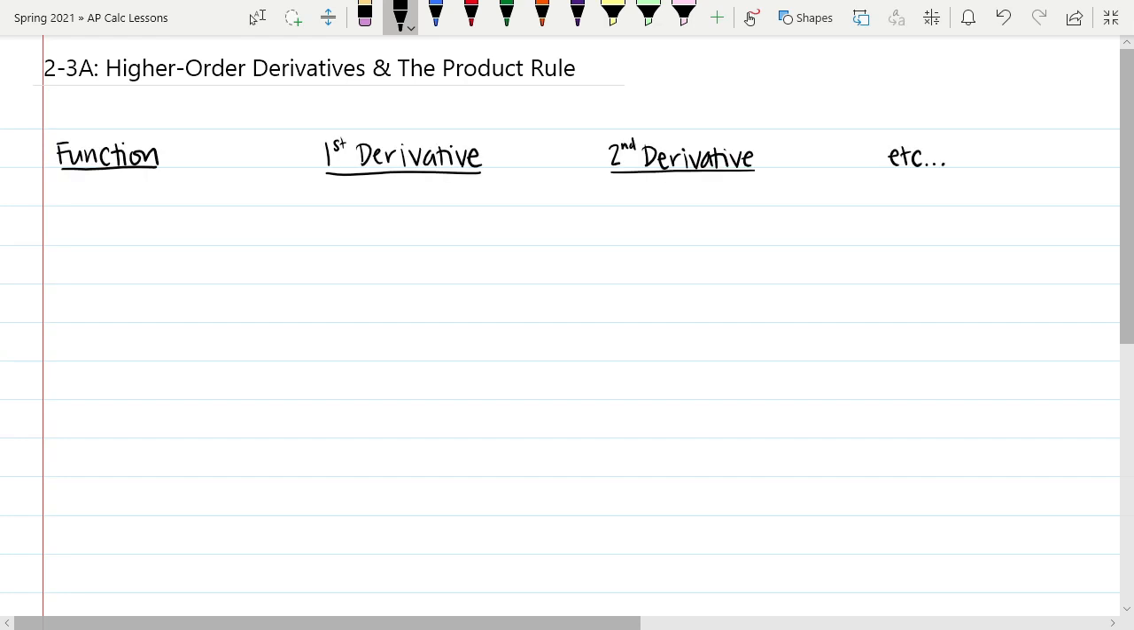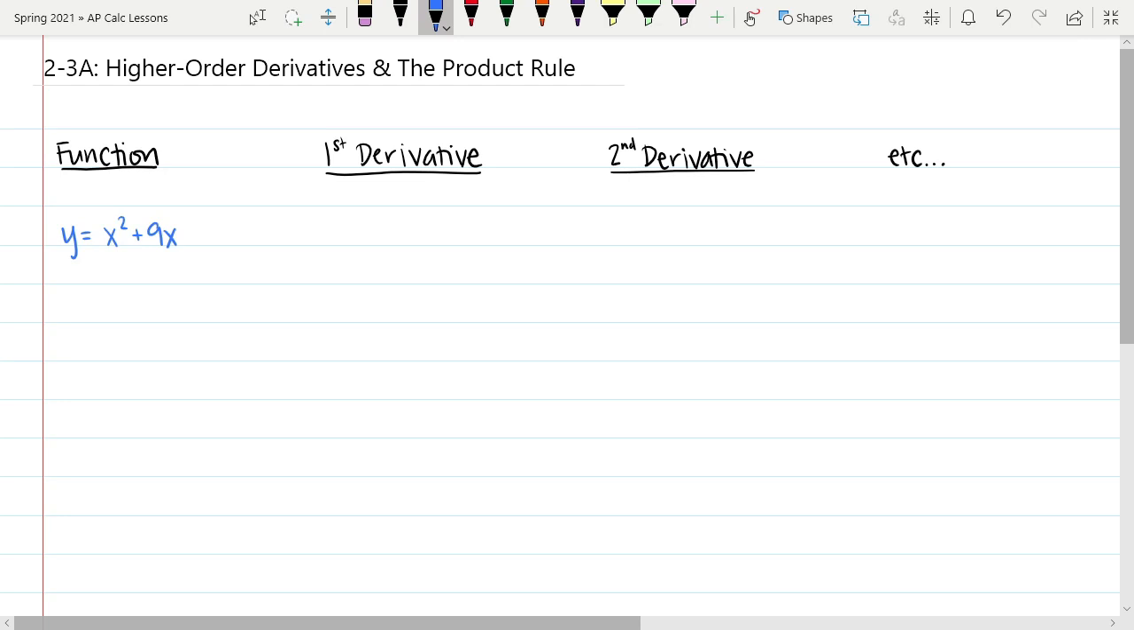So to illustrate this, we're just going to use a few different columns here. So notice on the first column here, we're going to put a function. In the second column, we're going to find the first derivative, which you just know so far as the derivative. And then, for the third column, we're going to find the derivative of the first derivative. So we call that the second derivative. And then if we wanted to, we could continue this pattern of finding the derivative of the previous derivative.